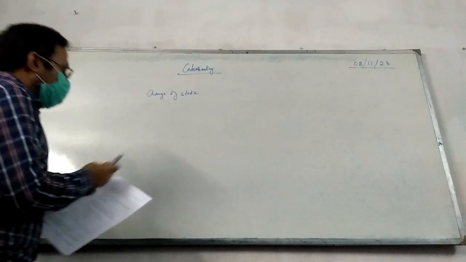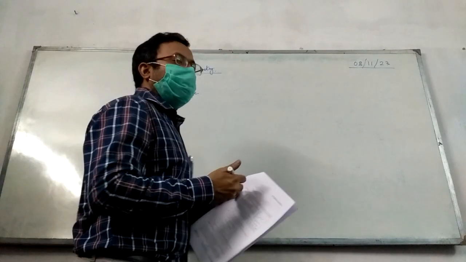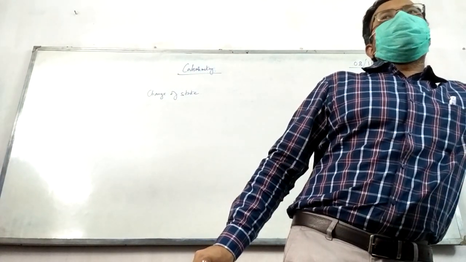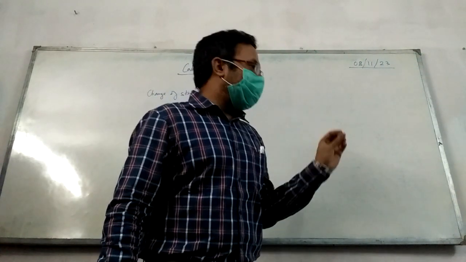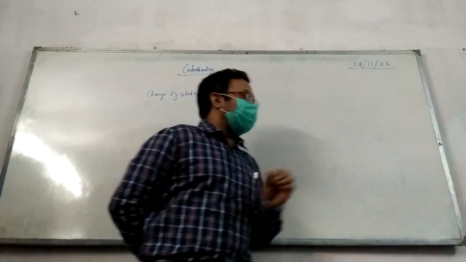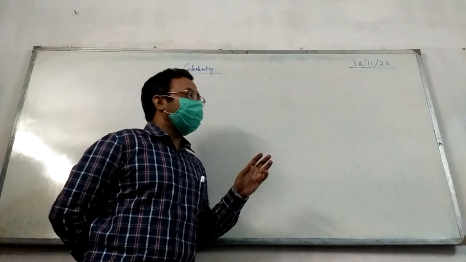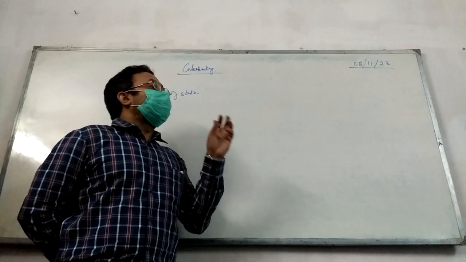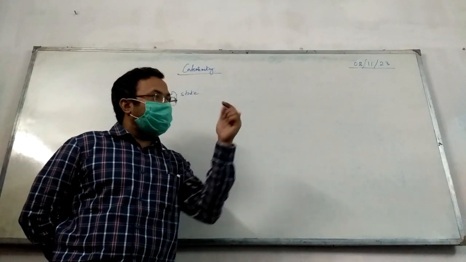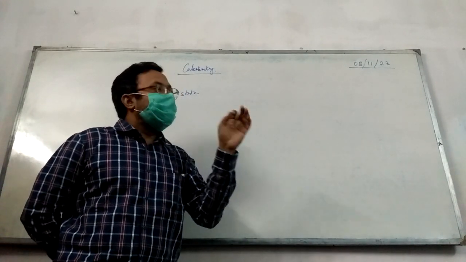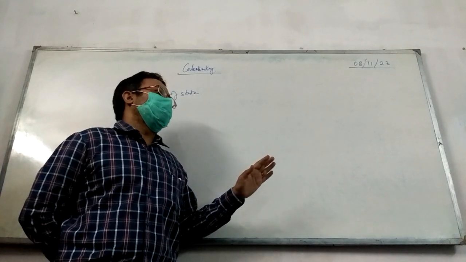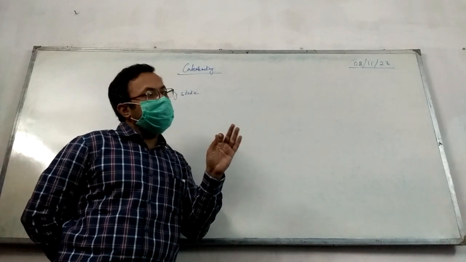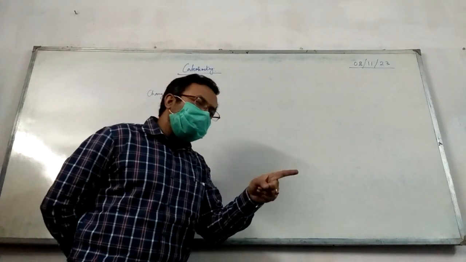Now during change of state, what happens? See, when you take an ice cube and supply heat energy to it, what will the ice do? It will melt, right? When it melts, if you take a thermometer and keep it in contact with the ice, you'll see that the temperature will not change. The temperature will remain 0 degrees Celsius.